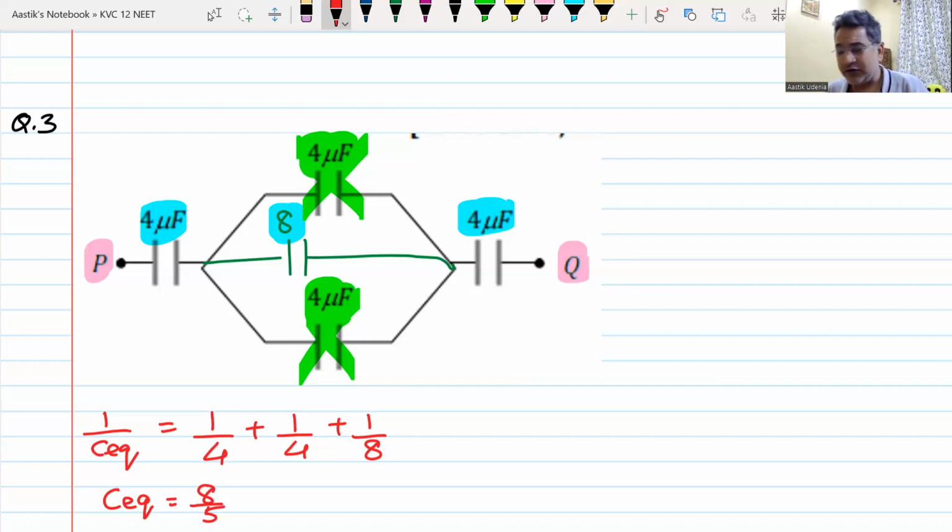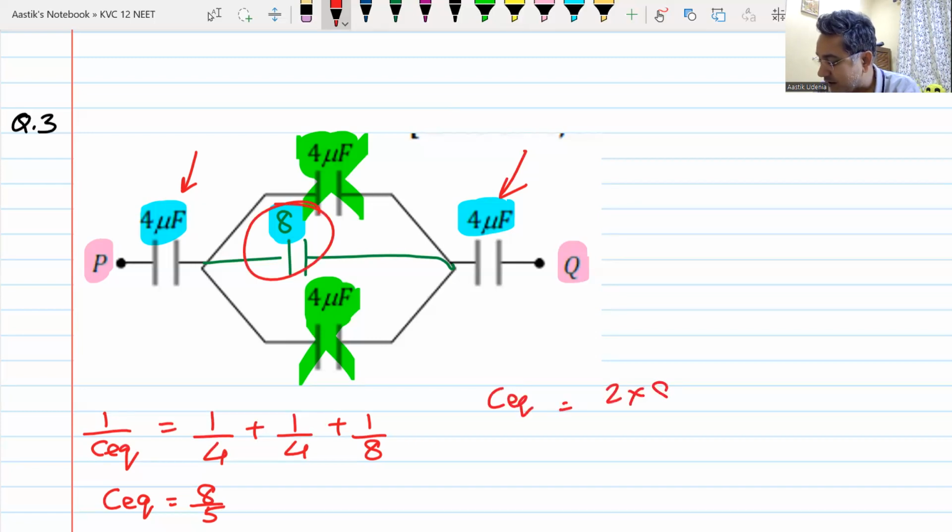The other way, if you want to reduce the calculations, what you can do is you see here that there is a 4 and 4. All these three are in series. 4 and 4 are also in series. So you can first add 4 and 4. If you add 4 and 4 in series, it will become 2. They are equal, divided by 2. So it will become 2. Then in place of this 4 and 4, you can put 2, and then this 2 and this 8 will be in series. So you can find the equivalent capacitor as 2 multiplied by 8 divided by 2 plus 8. This way also you will get the same result.